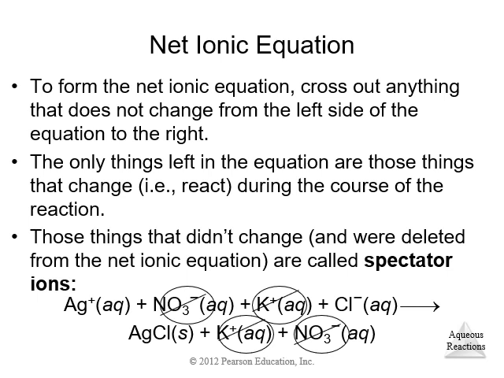Those things that do not change, that are deleted from the net ionic equation, are what we call spectator ions. In this example, you can see how I have both nitrate and potassium ions found on each side of the reaction, and there have been no changes in their composition. So I have aqueous nitrate ions, those will cancel. The aqueous potassium on each side will also cancel, and now I'm left just with the silver ion plus the chloride ion forms the solid AgCl.